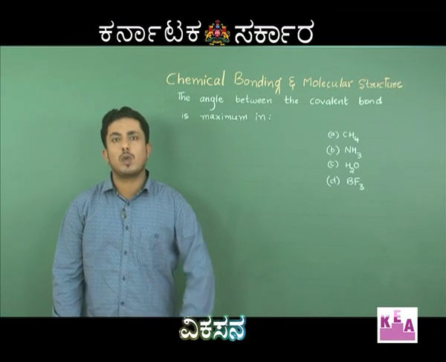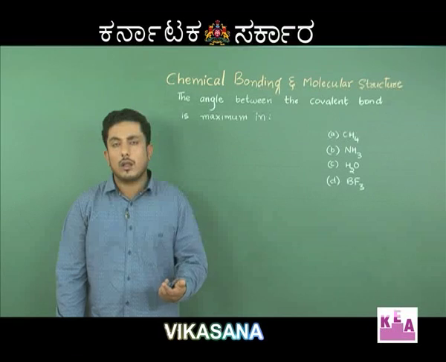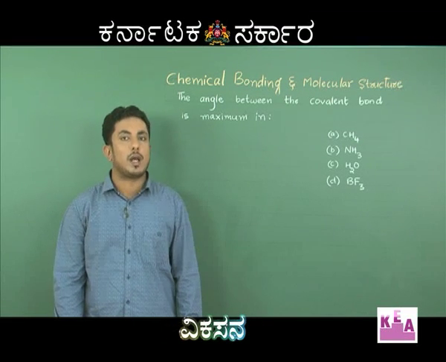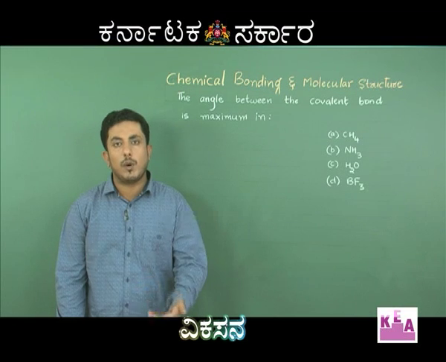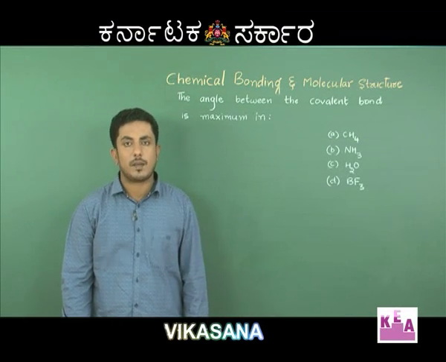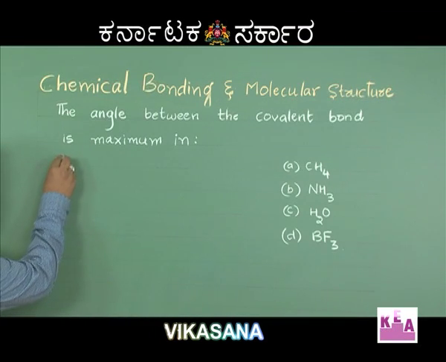If two or more molecules have the same hybridization, then the bond angles can be predicted based on the number of lone pairs of electrons that are present. As the number of lone pairs of electrons increases, the bond angle decreases. Let us solve this problem. Option A is methane.